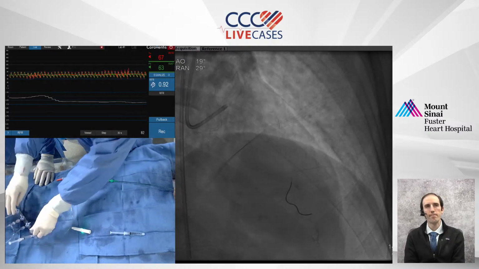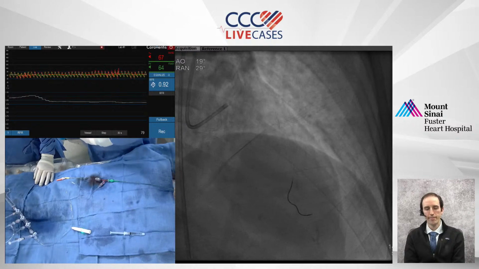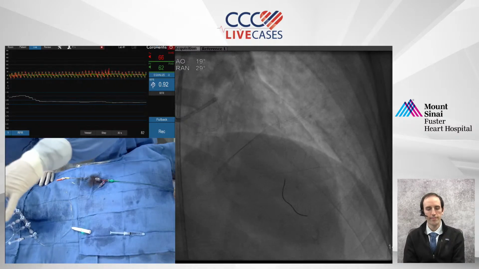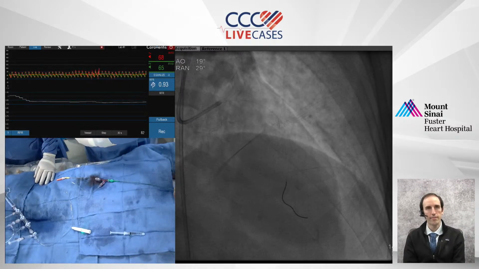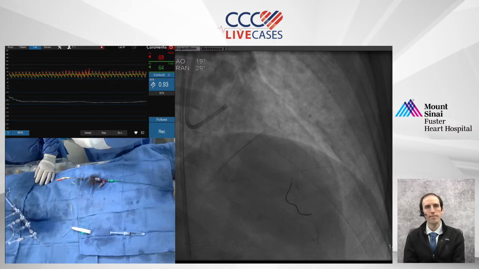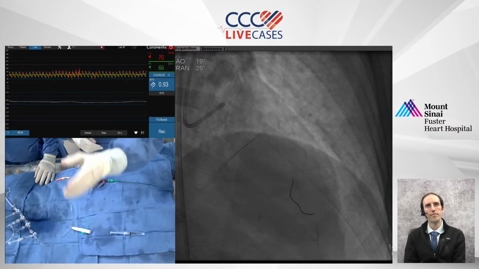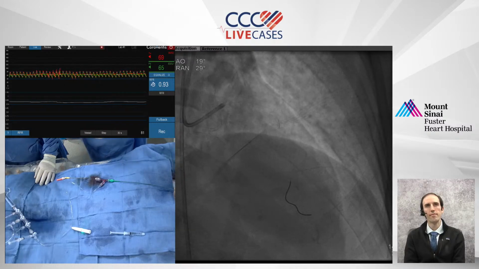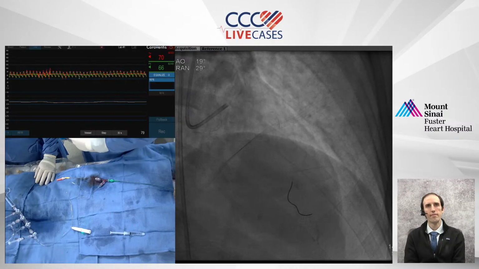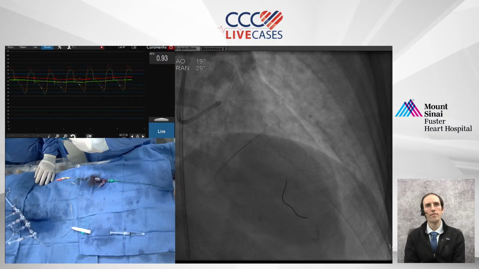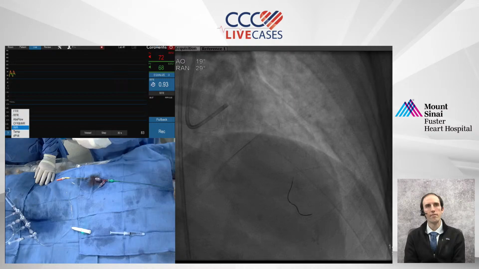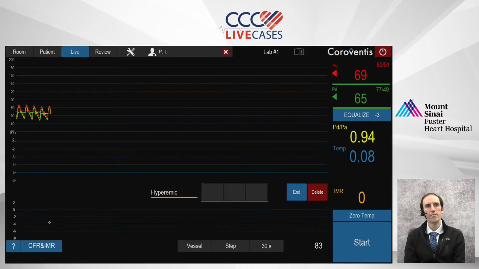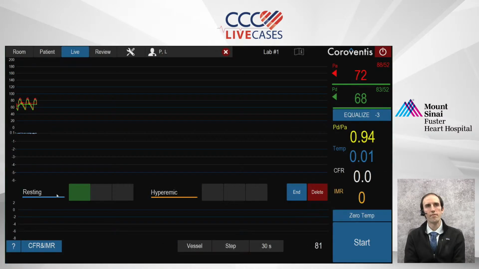So right now, you see the screen up here. This is the CoreFlow platform. It gives us a first reading of where our wire is. We get an RFR, okay? This is the resting full cycle ratio, which is kind of the poor man's version of an FFR, a non-hyperemic version. And the RFR is measuring 0.93. So this is north of 0.89, so this is a non-obstructive LAD, which we knew, but it's nice to have that information.